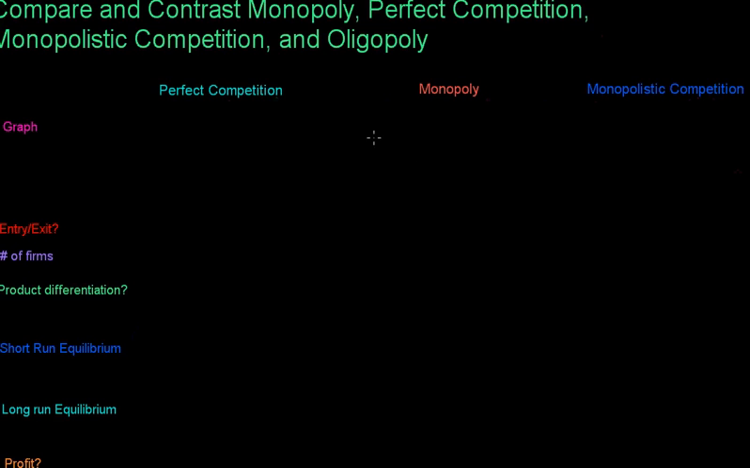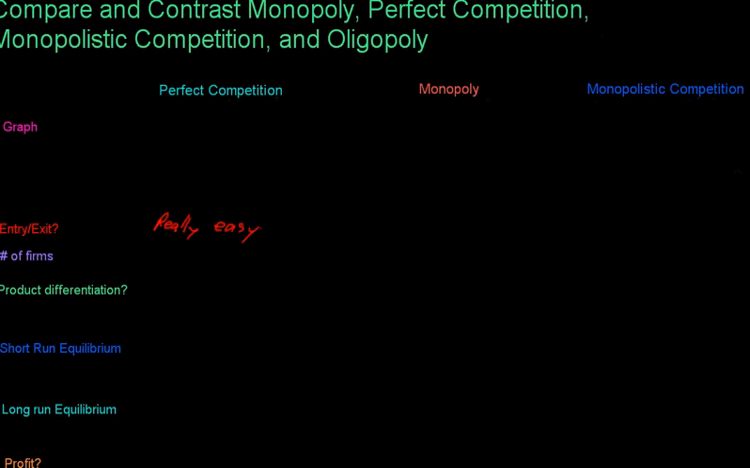So we're going to start with the characteristics of each market, and then we'll go back and do the graph and the short run and long run equilibrium, and then talk about whether they can earn a profit or not. So in perfect competition, entry and exit is incredibly easy. That's what makes it perfect competition. So it's costless, and I'm just going to put really easy here. And what that really means is that it's absolutely costless to enter or exit the market.